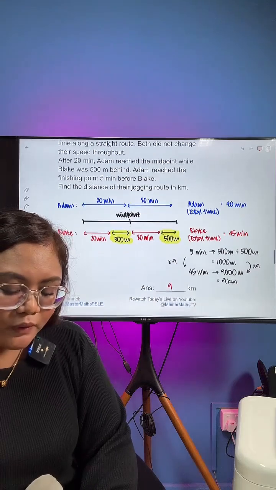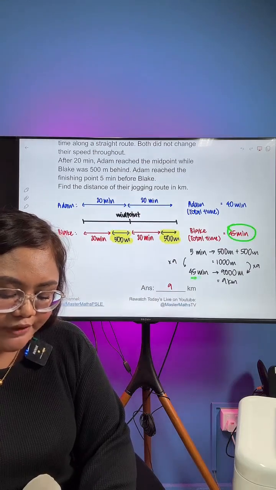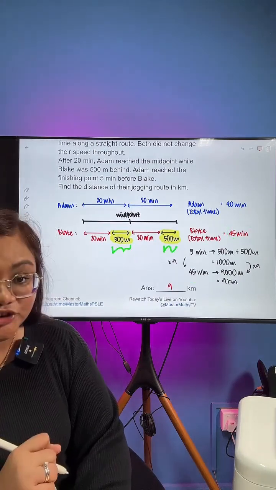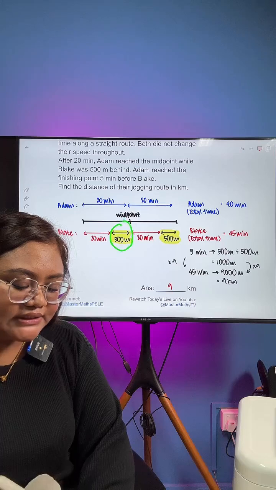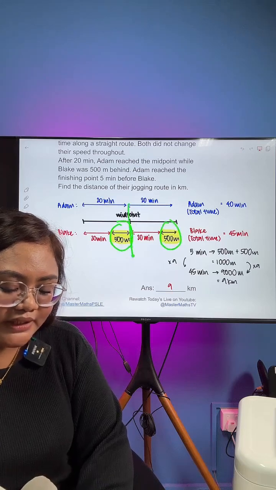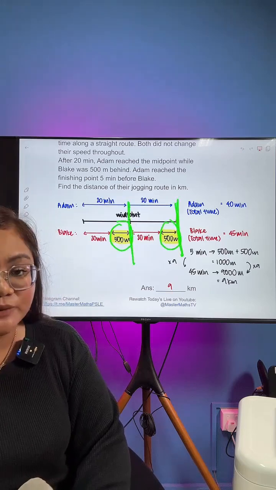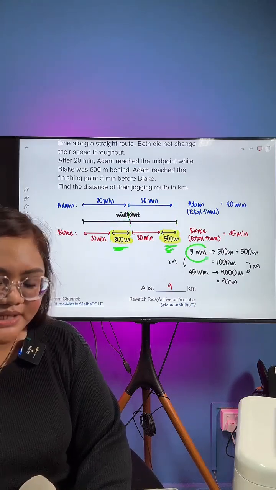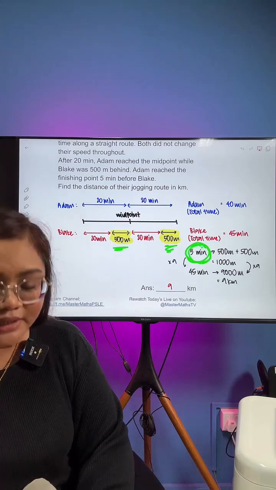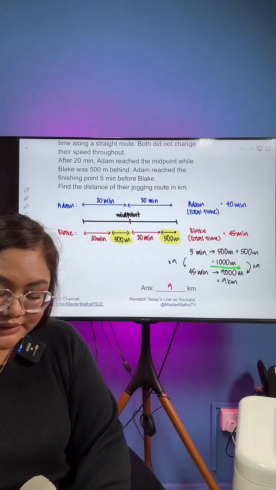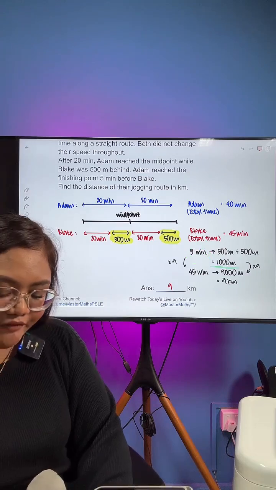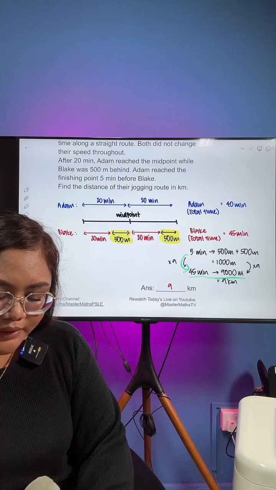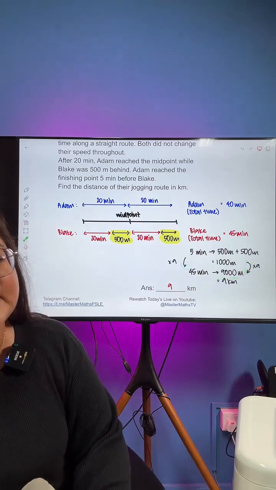So if Blake takes 45 minutes in total, the 5 extra minutes he needs is to cover the distance he was away from the midpoint in the first half and away from the finishing point in the second half. So 500 here, 500 there, it's that 5 minutes that he needs extra. So 5 minutes is 1,000 meters, which is 1 km. Therefore, 45 minutes will be just times 9, 5 times 9 is 45. 1 times 9 will be 9,000 meters, which is 9 km.